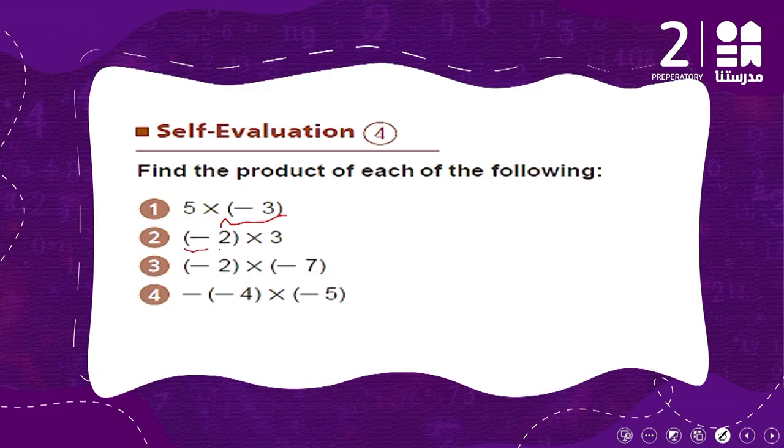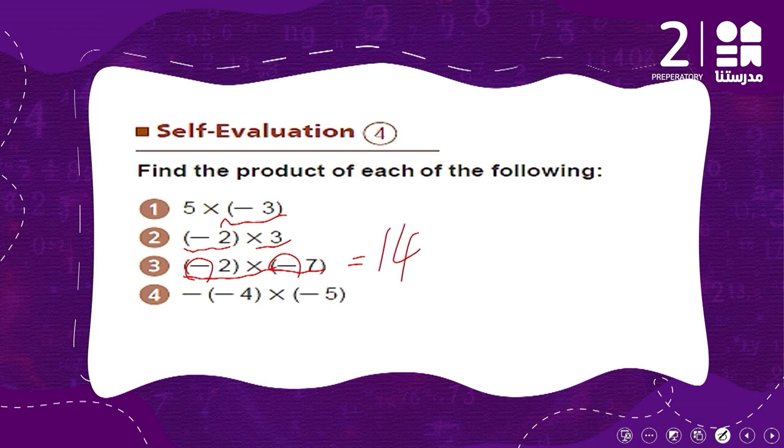For this negative 2, it's repeated 3 times. Negative 2, so to the left. So the answer is negative 6. Now, if you have 2 negative signs, from the note you can remember that if you have the same sign, the answer is positive. 2 times 7 is 14.